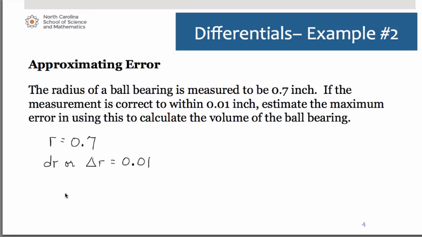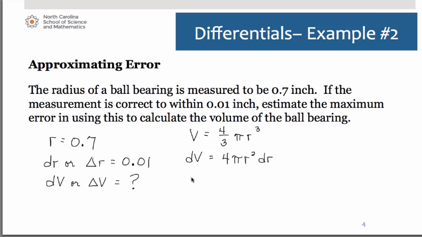What we're asked to do is calculate the error in the volume. We can refer to that as dv, or we could refer to it as delta v, and that's what we're trying to determine. We need to know how to calculate the volume of a sphere. That formula is 4/3 pi r cubed. And all we're going to do is differentiate. So the derivative of v would be dv. Using the power rule on the right side of the equation, we arrive at 4 pi r squared dr.